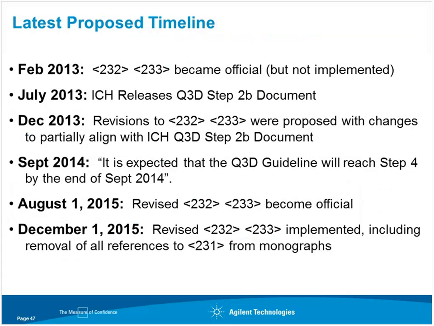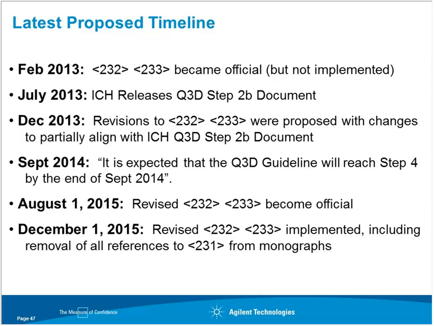And next, let's look at that proposed timeline. So some of these dates are already passed. So February 2013, the 232 and 233 became official, but not implemented. And then in July 2013, ICH releases the Q3D Step 2B document. In December 2013, as we know, revisions to 232 and 233 were proposed with changes to partially align with ICH Q3D Step 2B. And the big ones that are coming up, September 2014, it is expected that the Q3D guideline will reach Step 4 by the end of September of 2014.